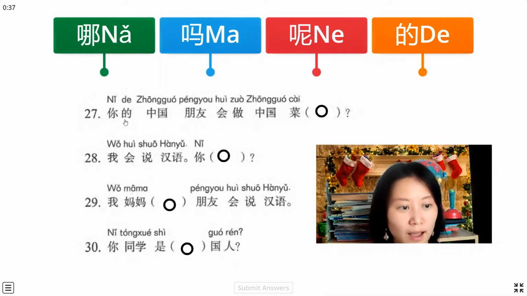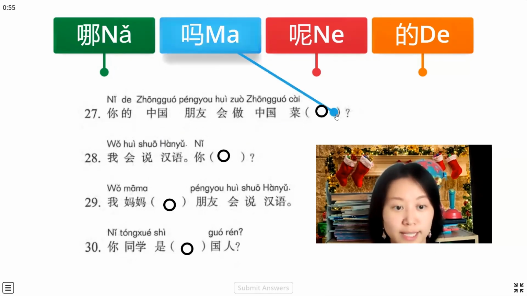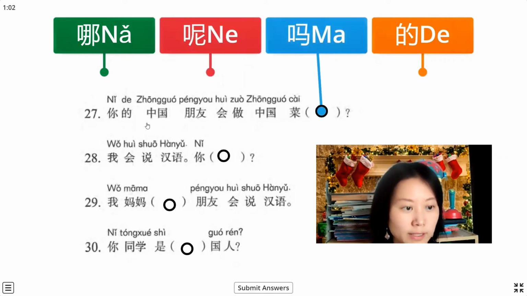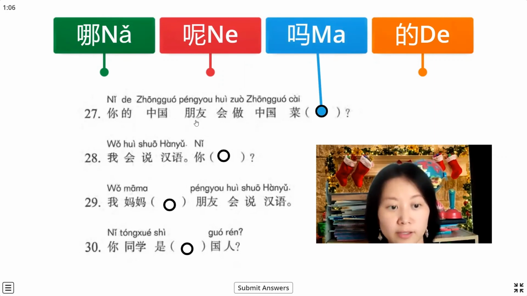First one, 你的中国朋友会做中国菜. Okay, at the end of this sentence, we use the 会做, can do something. And for the ordinary question, we always use the 吗 at the end of the sentence. Just 会做中国菜吗. And this question asks, can your Chinese friends cook Chinese food? Okay, and this one we just say, 你的中国朋友会做中国菜吗. We just notice this ordinary question, can do something, 会做什么什么吗, always to ask a question.